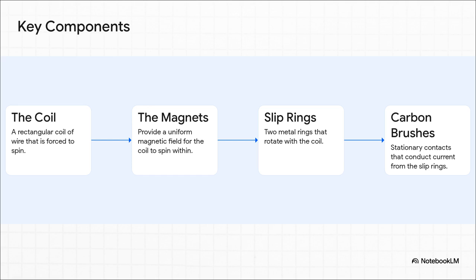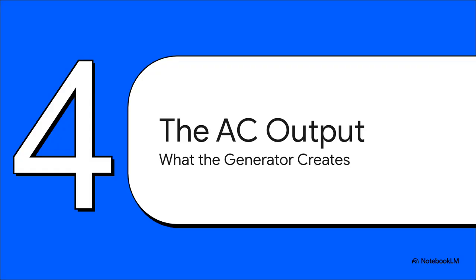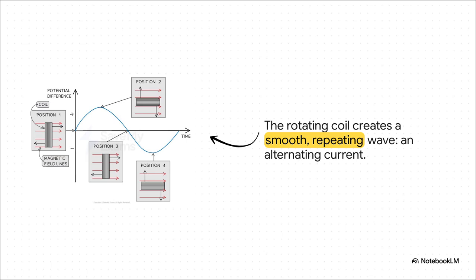Pretty clever, right? Okay, so the machine is built and that coil is spinning. What kind of electricity are we actually making? Well, that brings us to the alternating current output. As that coil makes one complete 360-degree turn, the voltage it makes isn't constant. Instead, it rises and falls in this really beautiful, smooth, repeating wave. This is the signature of alternating current, or AC.